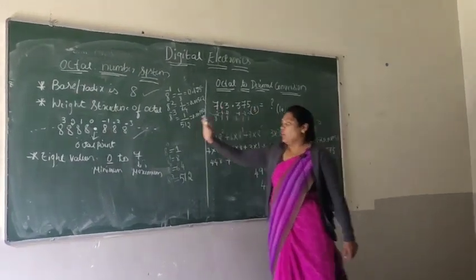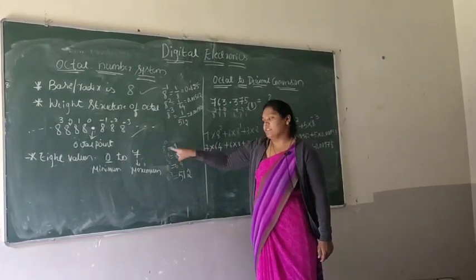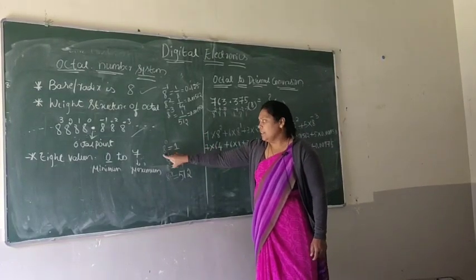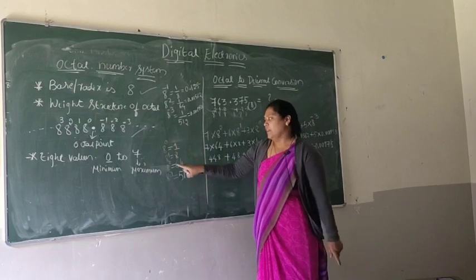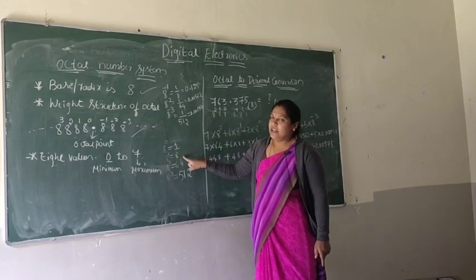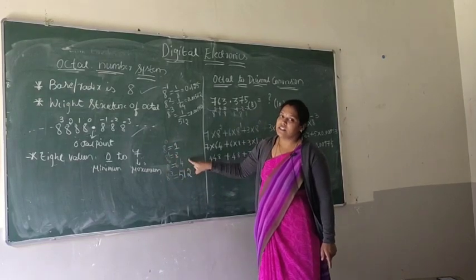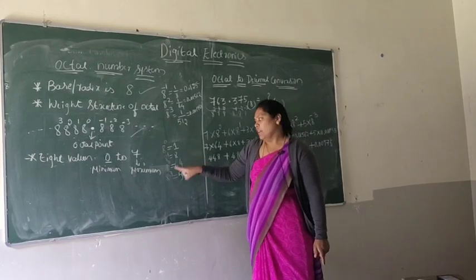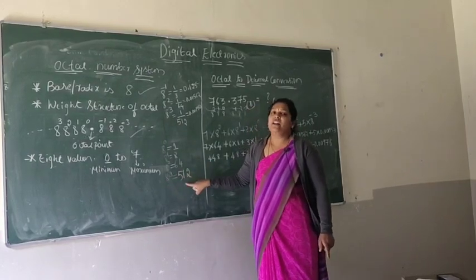On one side, calculate the values. 8 to the power of 0: anything to the power of 0 is 1. Then 8 to the power of 1 is nothing but 8. 8 to the power of 2 is 64, since 8 eights are 64. Then 8 to the power of 3 is 512.